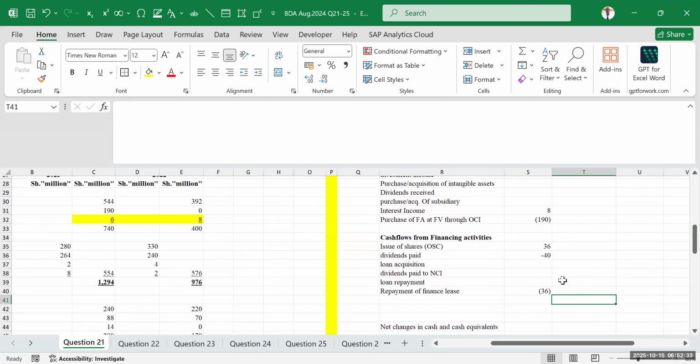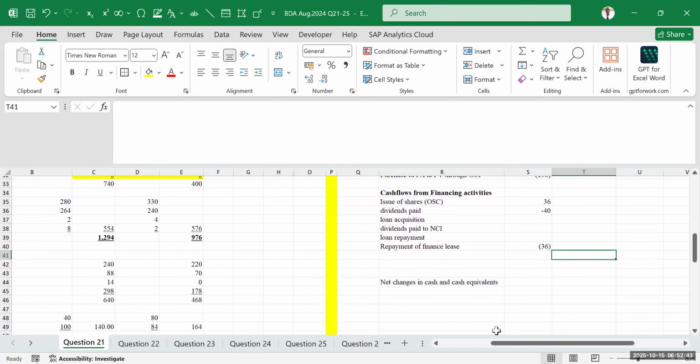Then, what did I want to talk about? The finance lease. This one we already finished. So check on the loan. Was there any loan that was acquired or was there any loan that was paid?